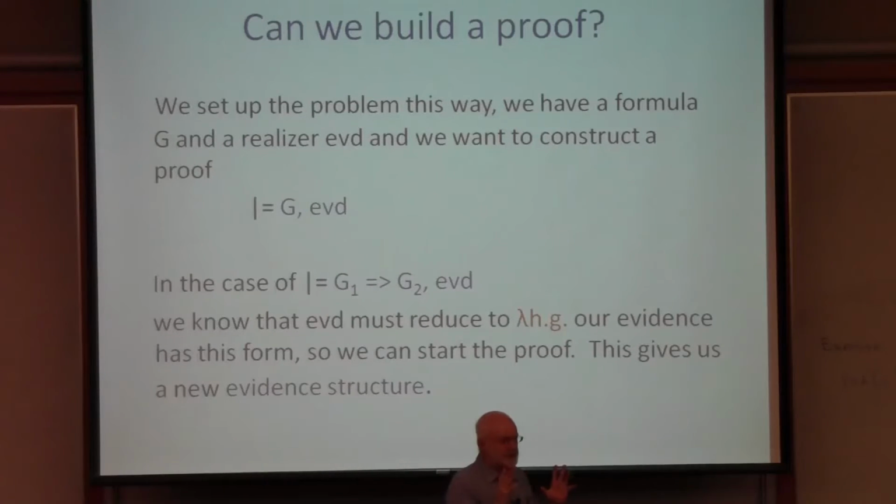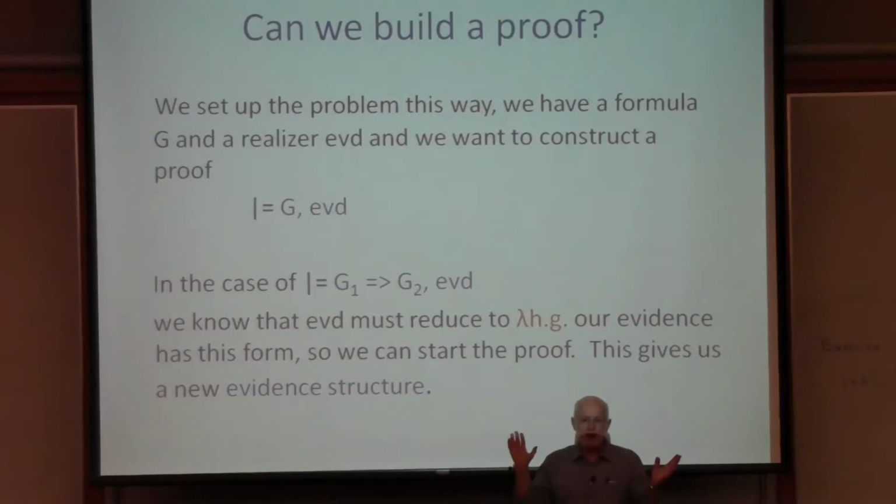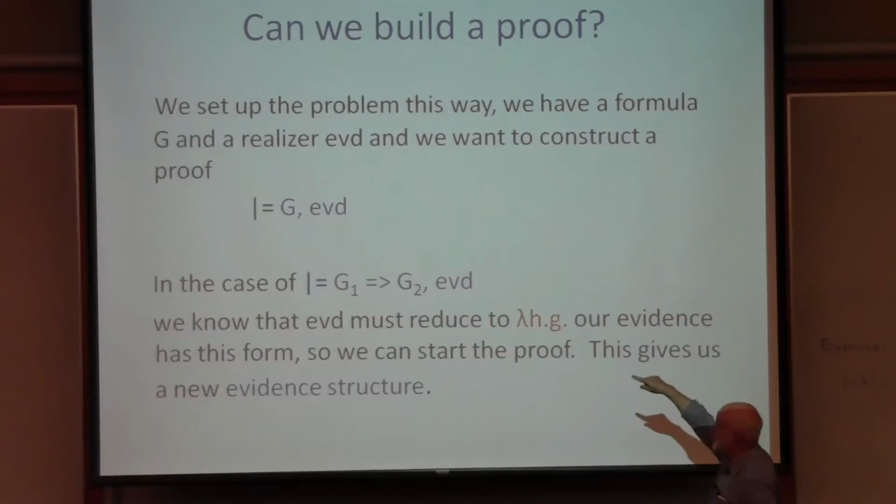So here's how we're going to set up the algorithm. We're going to introduce a new kind of turnstile, a semantic turnstile, which says, I'm trying to prove a goal G from no hypotheses. I'm just trying to prove G. And what I've got is evidence. I've got this realizer. So that's what you have, not a proof, just a realizer. And we're going to try to convert that realizer systematically into a proof.